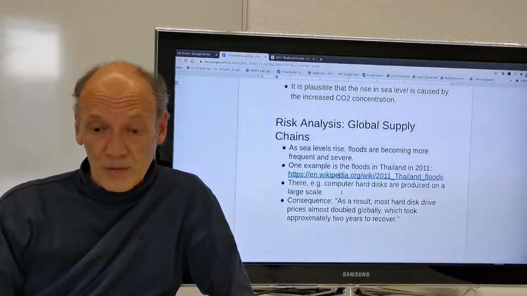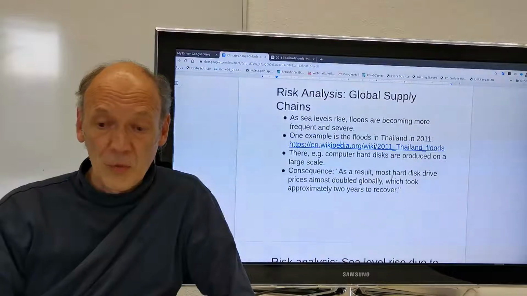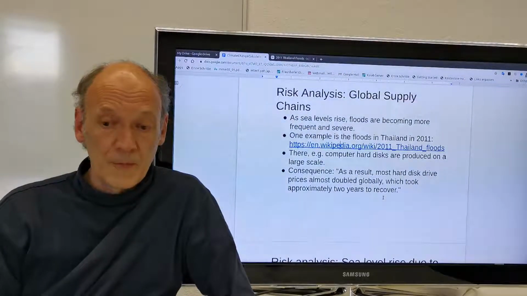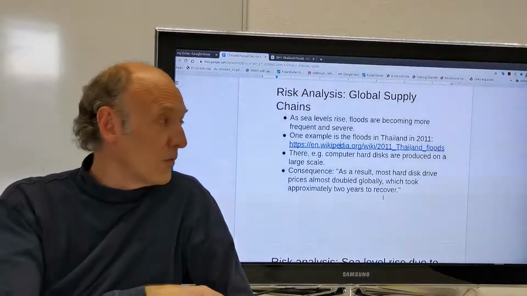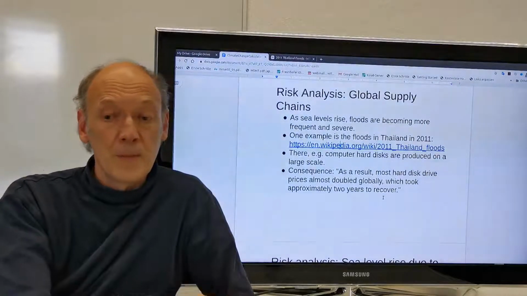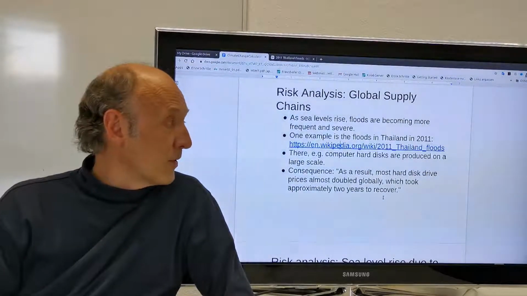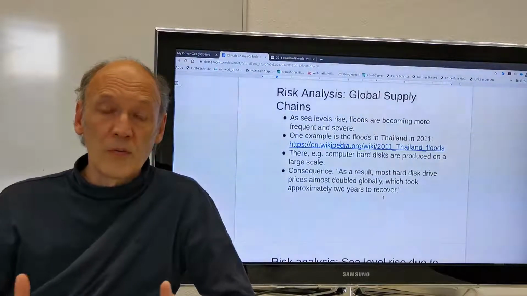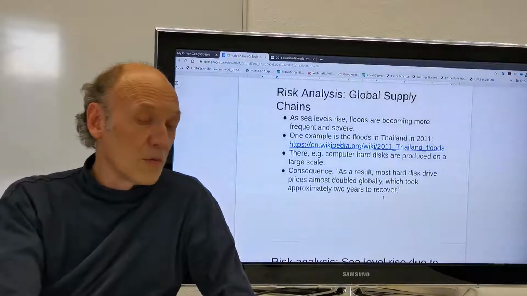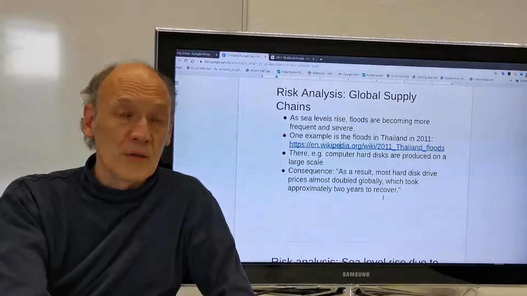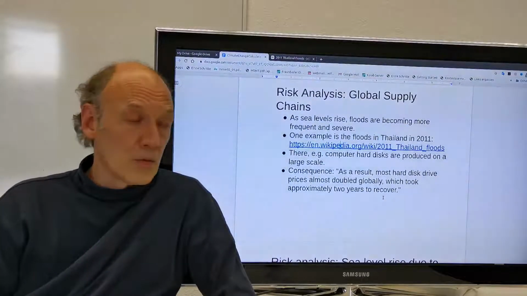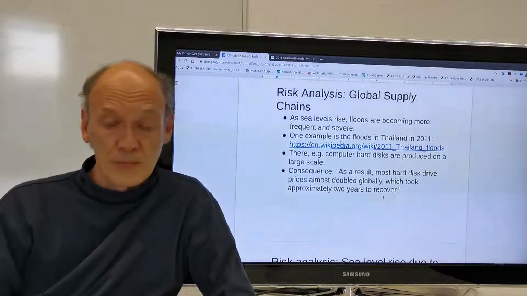Right? And the consequence was that most hard drive prices almost doubled globally, which took approximately 2 years to recover. So this shows that this regional flooding event has global consequences in the global supply chain. Because we have specialized producers and suppliers, a catastrophe in some narrow region might affect the entire global supply chain and affect computer users all over the world.